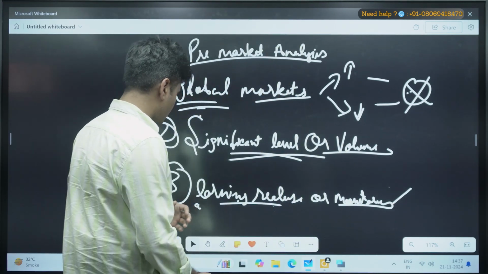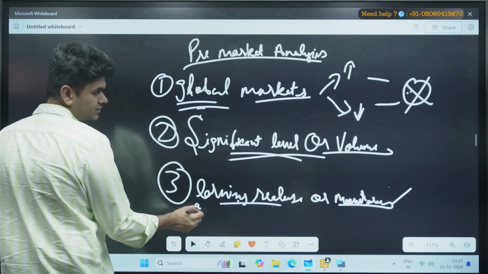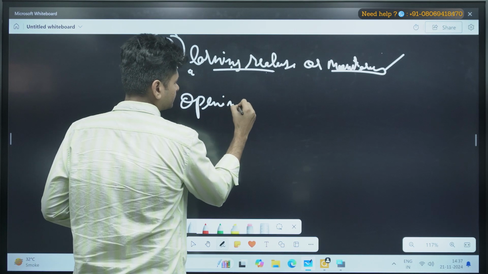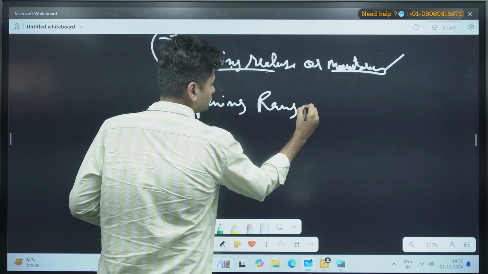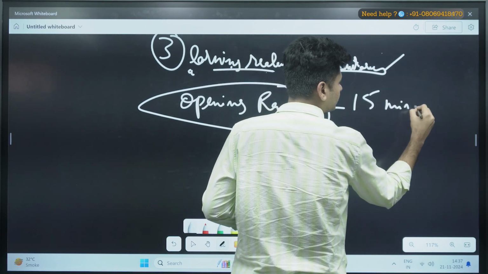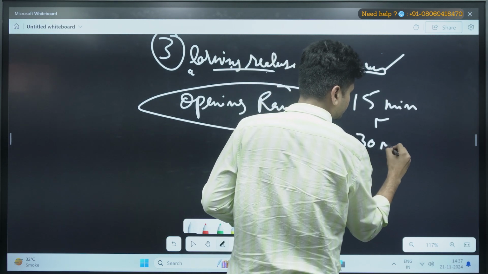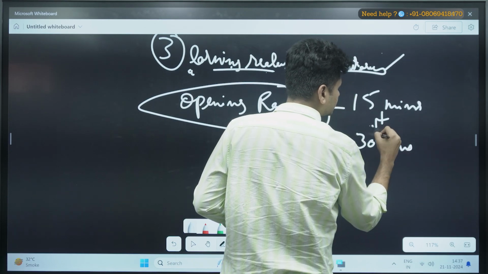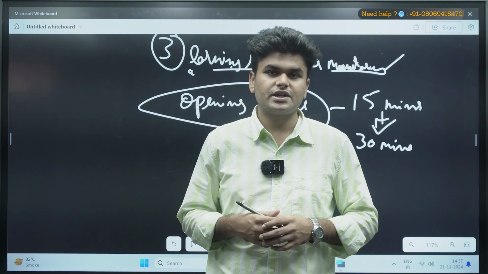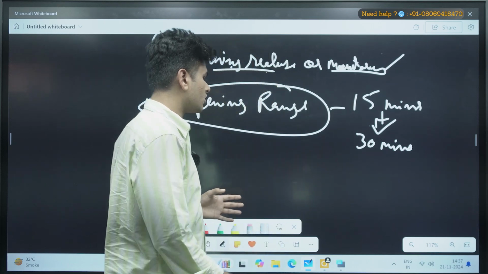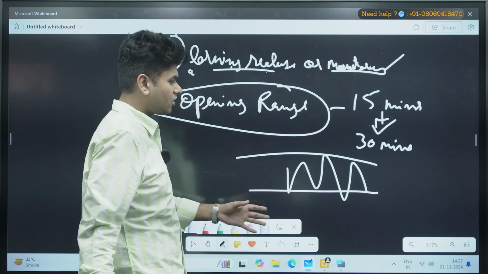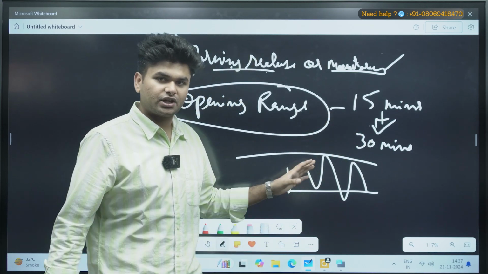So next point comes the opening range. This opening range, as I said, can be for the first 15 minutes to 30 minutes. These first 30 minutes are a very crucial time. You need to identify if the particular stock is creating a range, and if the range breaks on either side, generally the market tends to take that kind of direction.